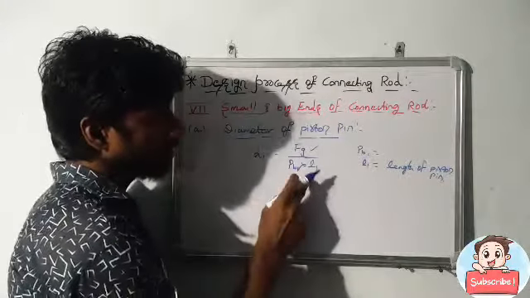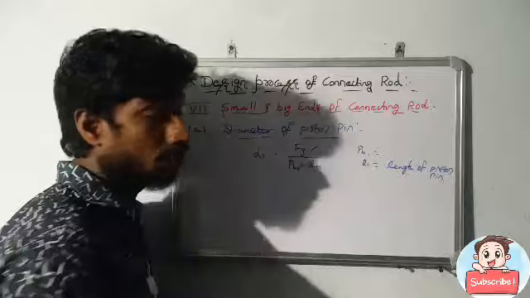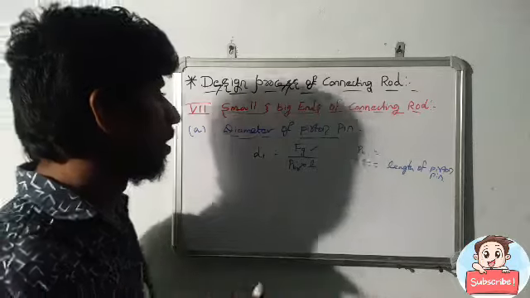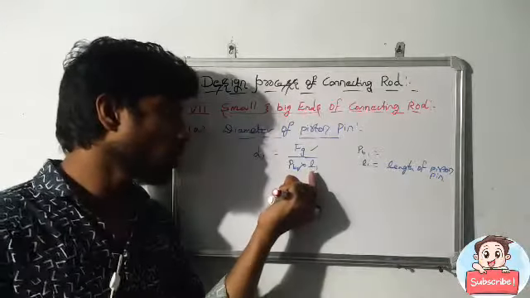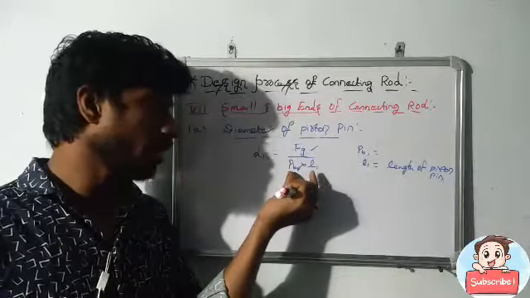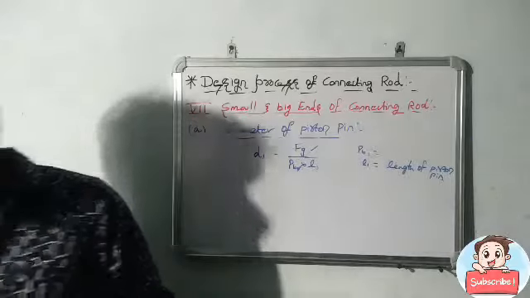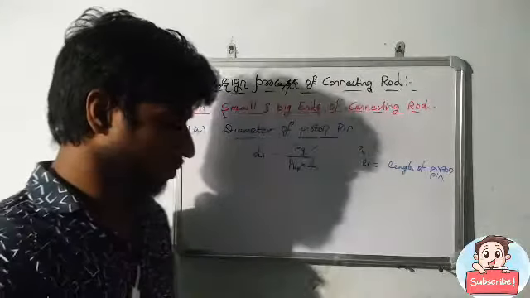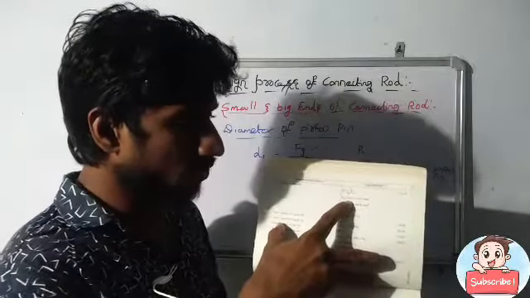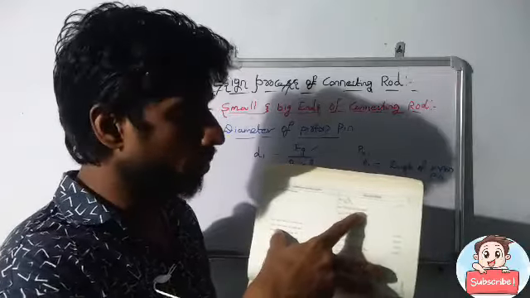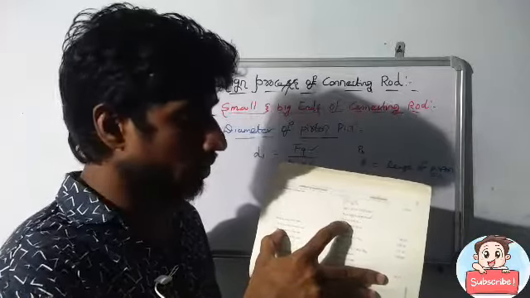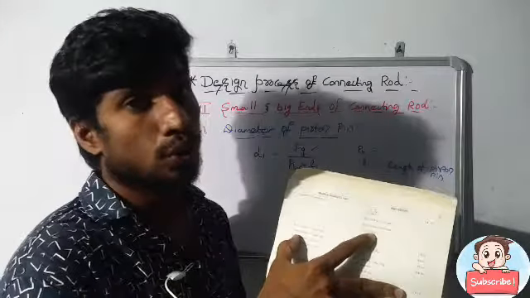When we know the length of the piston pin as well as Pb1, the bearing pressure on the piston pin, it is easy to find out D1, the diameter of the piston pin. These two are assumed values. By using the design data book, we find these two values. Pb1 is in the range of 12.5 to 15.4 Newton per mm square, and L1, the length of the piston pin, is equal to 1.5 to 2 times D1.